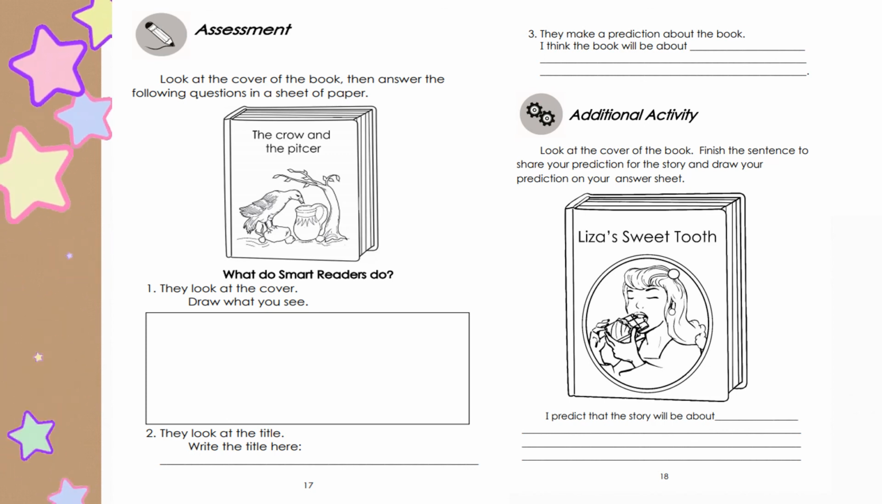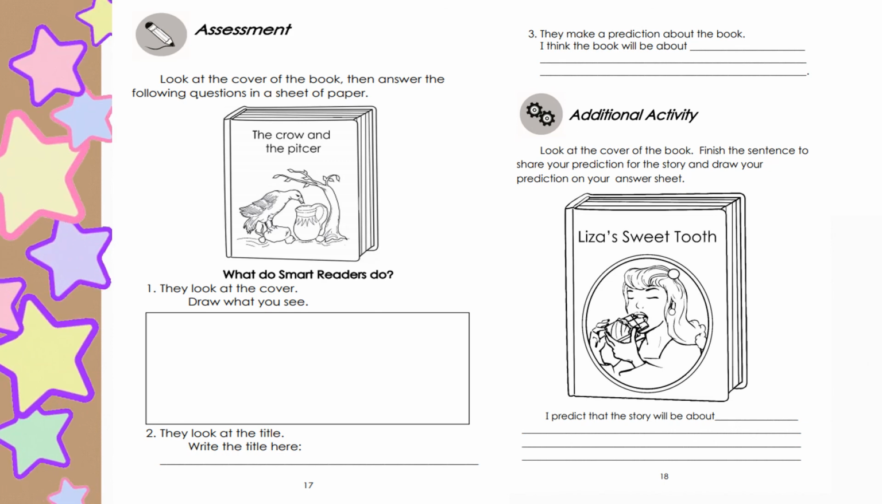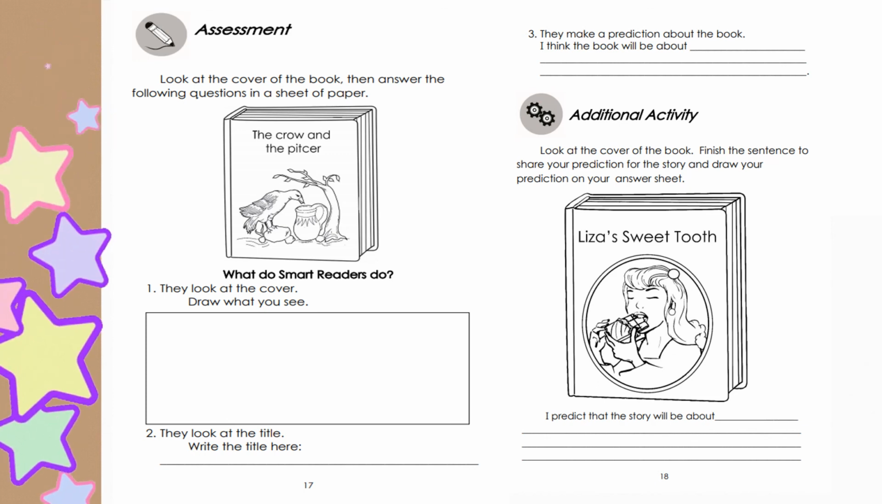And for the additional activity, look at the cover of the book. Finish the sentence to share your prediction for the story and draw your prediction on your answer sheet. I predict that the story will be about.